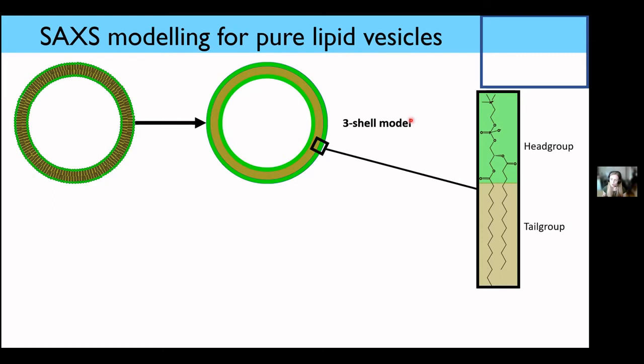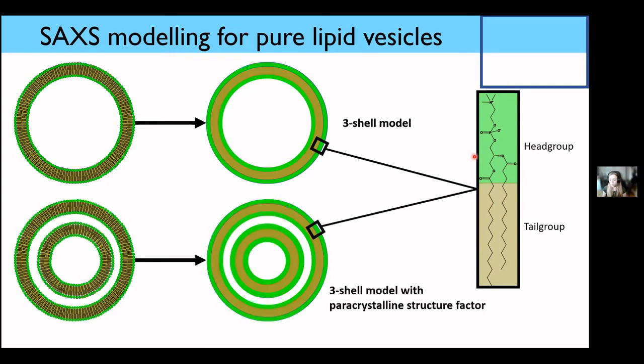This is then defined by the scattering length density that is calculated from, of course, the tail of the lipid in question and the head group of the lipid in question. So that's how we define the scattering length densities of each shell. Importantly, we also have to account for the multilamellarity. So this uses the same model, but it also includes a paracrystalline structure factor to account for the interference between the bilayers.